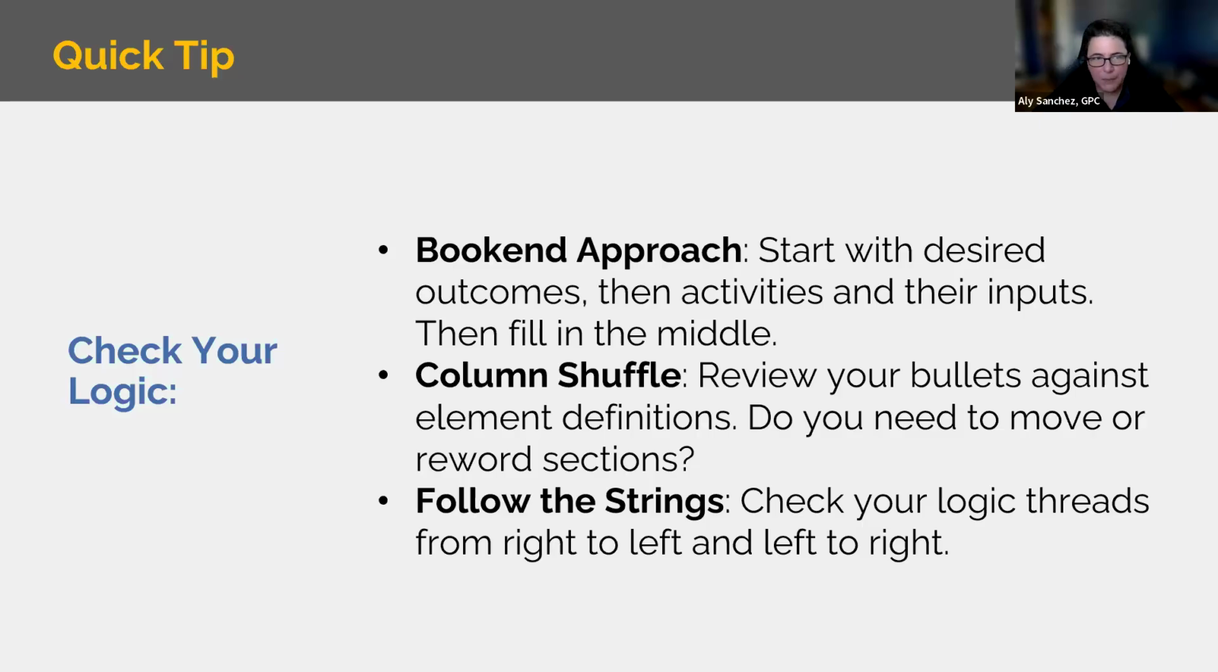Another tip is kind of a column shuffle: review your bullets against the element definitions. And then also just go down through, are all of these things that I put in the outcome column actually outcomes and worded as outcomes? And same with outputs. Oftentimes a little bit different wording can change something that's a bit of a gray area, or something may have characteristics of both.